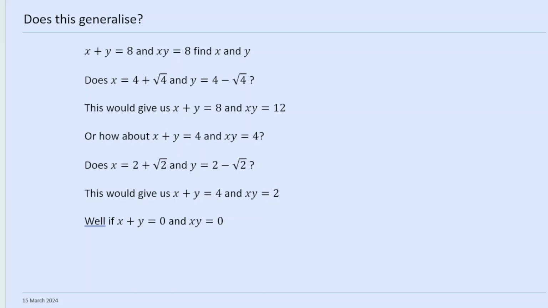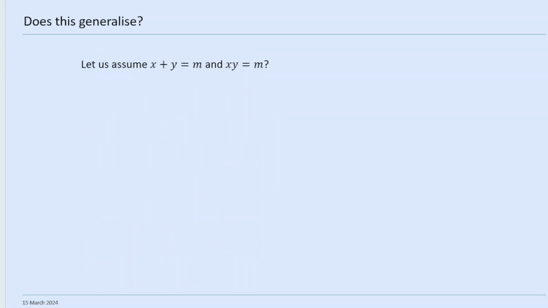What about if x plus y is 0 and xy is 0? Actually, that one works because the solutions are 0 plus root 0 and 0 minus root 0. That works because x plus y is 0 and xy is 0. Everything's 0, but it's probably a little bit of a degenerate case, actually. So we found a second case where it works, but it's degenerate.